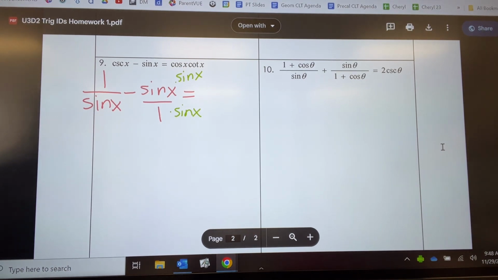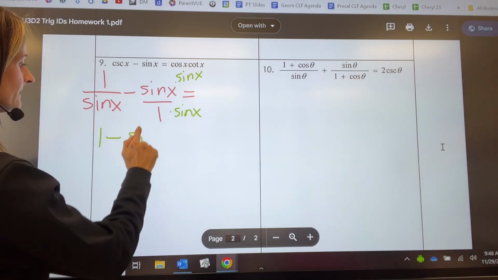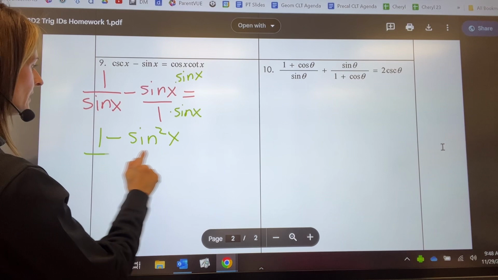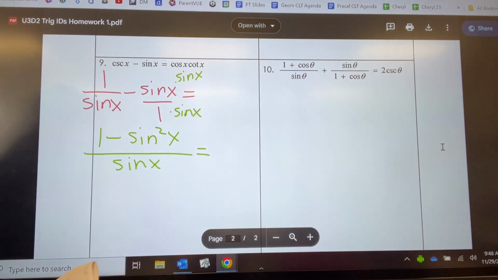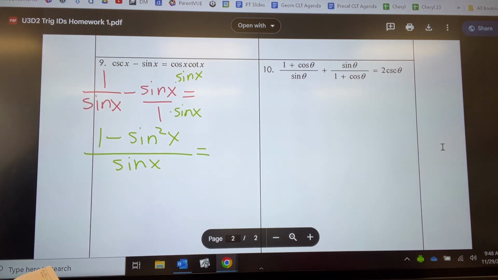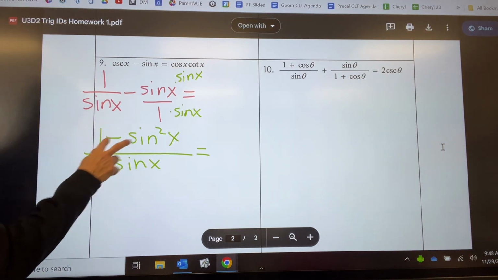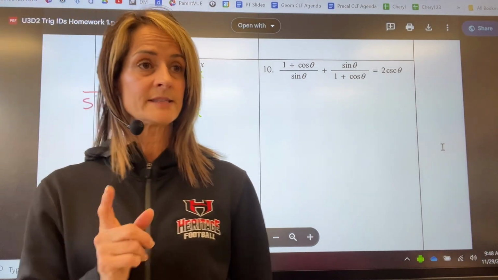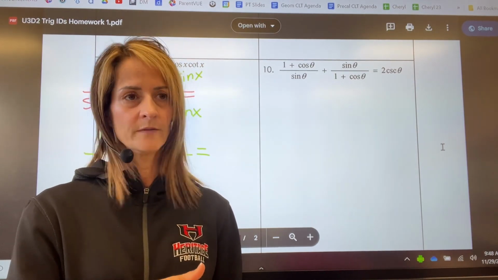Now, I have the same denominator, and I can write the numerator as 1 minus sine squared of x over sine of x. Take a look at that. Make sure you have no questions on that. This one's a little bit trickier. So now we just looked at sine squared plus cosine squared equals 1, right? The Pythagorean, one of the Pythagorean identities.